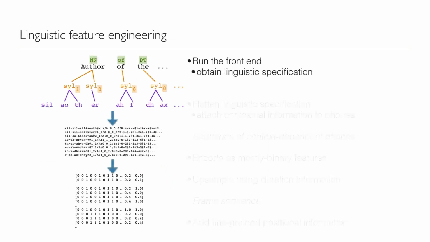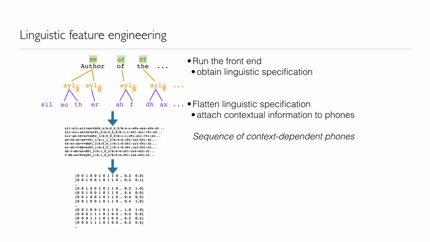This is the complete picture of the linguistic feature engineering, where we take the linguistic specification from the front end and flatten it to get a sequence of context-dependent phones, which you can see in the left-hand side, the middle block. That's where we convert the sequence of context-dependent phones into a sequence of linguistic vectors. How do we do that? It is simply to encode mostly binary features and some numerical features, where we have the suprasegmental features.